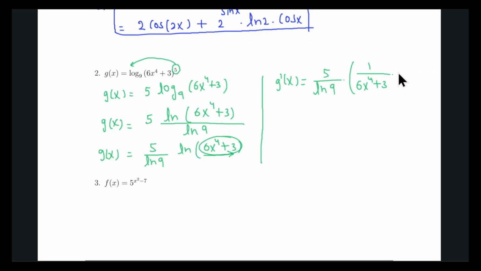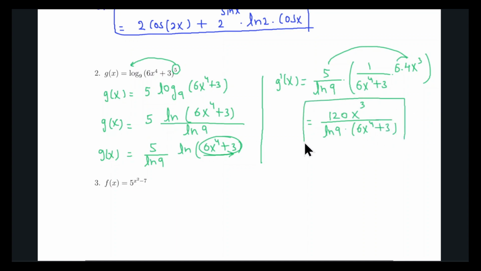So the derivative of 6x to the 4 plus 3 will be 6 times, and the derivative of x to the 4 will be 4x cubed, and the derivative of 3 is just 0. So I'm not going to write that. So finally the answer is 5 times 4 is 20. 20 times 6 is 120. So it's 120 x cubed over ln 9 multiplied by 6x to the 4 plus 3. That is going to be our final answer.